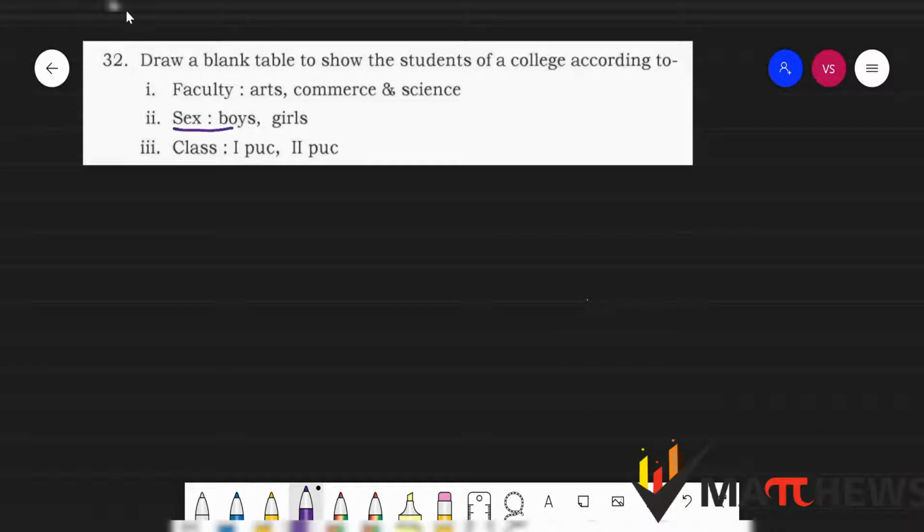You see here, sex. Next, the third characteristic is we have to classify it according to the classes, that is first PUC and second PUC. I repeat, faculty: arts, commerce and science; sex, that is boys and girls; and class, first PUC and second PUC. So students, we need to prepare a blank table.